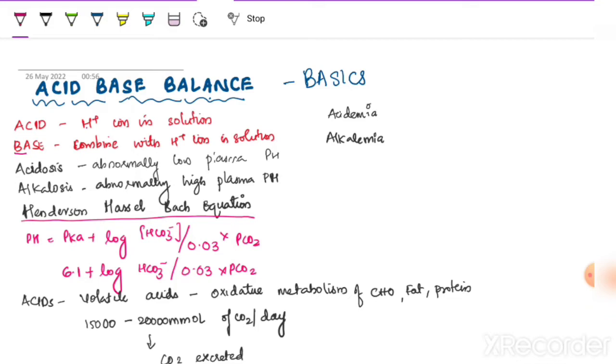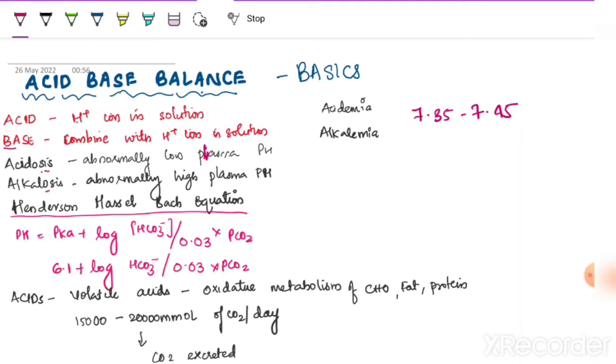And with these acids and bases, the normal pH of blood is 7.35 to 7.45. Now, there are two terms called acidosis and alkalosis. Acidosis is the physiological state resulting from abnormally low plasma pH. So, if the plasma pH is abnormally low, that is called acidosis. And alkalosis is a physiological state resulting from abnormally high plasma pH.